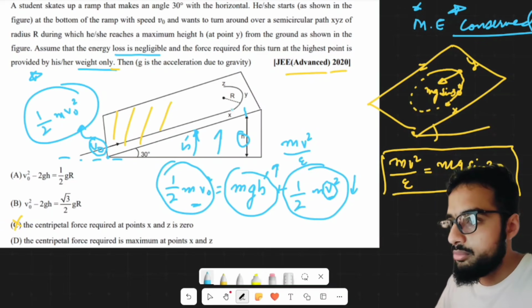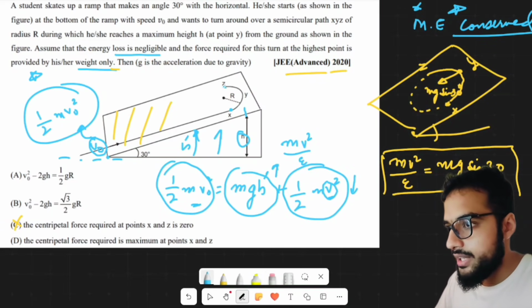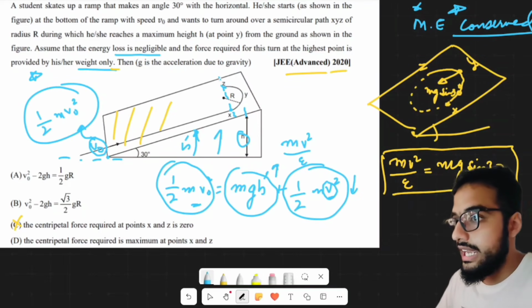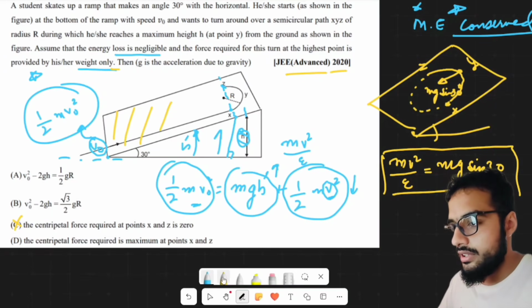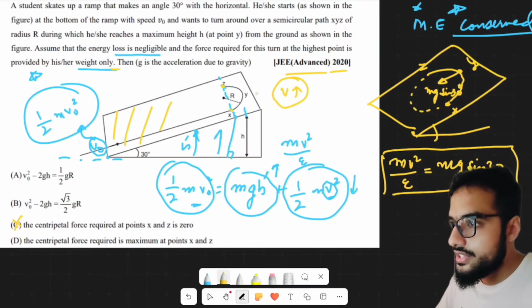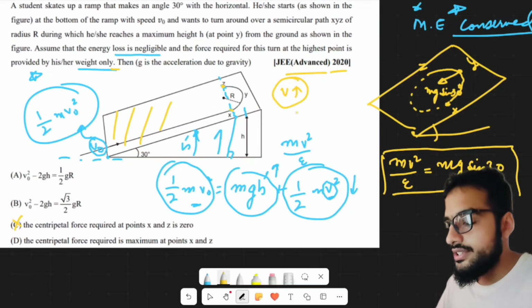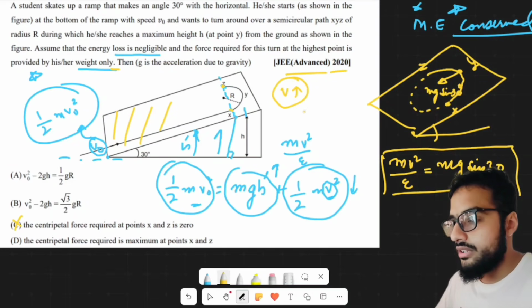the velocity at point x and z, because they lie at the same height from the ground, isn't that so? And that height is less than h. This is h, right? H height is for point y, and below that every point has less height. Makes sense? So if the height at point z and x is less, can we say velocity at that point is more?